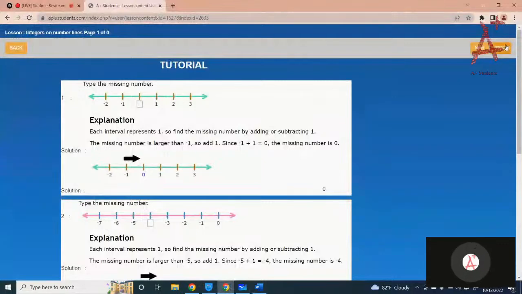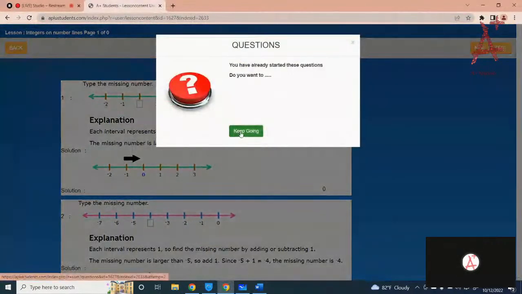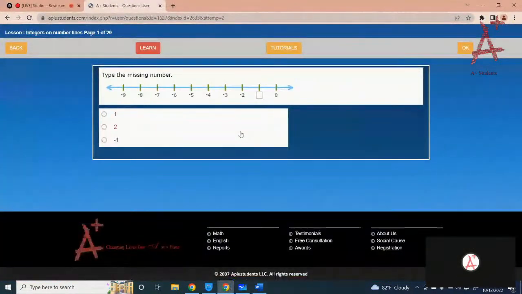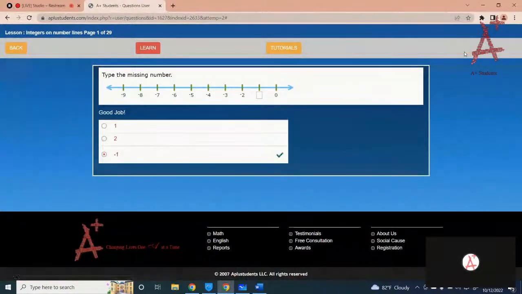So let's start with the test questions. Okay, what is the missing number? That is exactly the same as we did on the tutorial. So which number is in between 0 and -2? Yes, it is -1. Very good, it is -1. So select the correct option and click on the OK button.